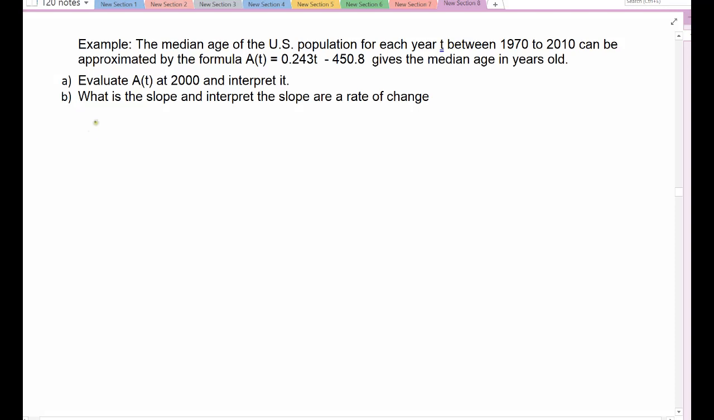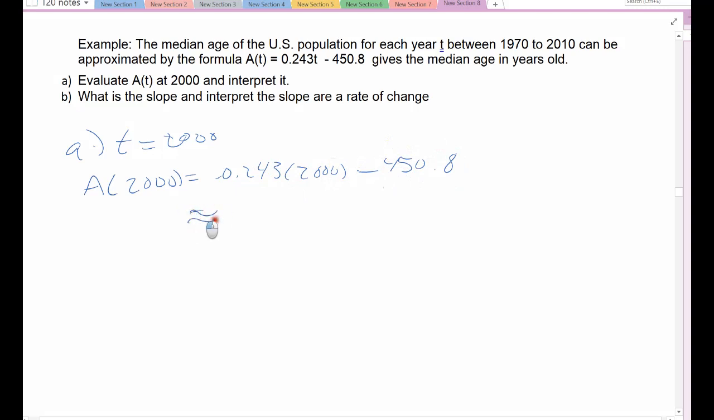Alright, so part A is just asking you to find that function at 2000 and interpret it, and then the slope. So A is first asking you to find. So the t value is 2000, which is my year. So A of 2000, I take my negative 0.243 times my 2000, minus, not plus, 450.8, which again, I'm just going to round a couple decimal places, or 35.2.